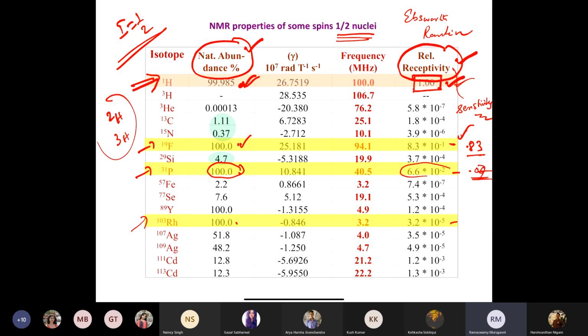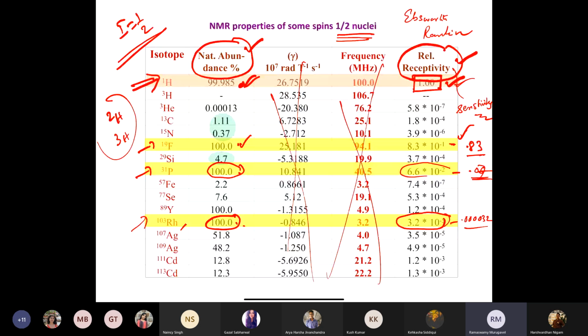And you come to the other yellow-shaded one, namely rhodium-103. Rhodium-103 has 100% abundance, but has a receptivity of 3.2 times 10 to the power minus 5, that is 0.00032. Of course, these are important, but I'm not going to talk about this today. I'm only talking about the two columns, namely abundance and receptivity.